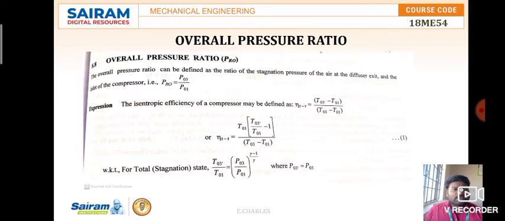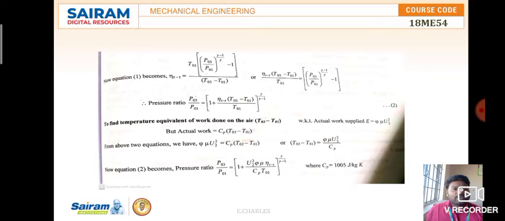So here, according to the expression, the isentropic efficiency of the compressor is defined as (T03' minus T01) divided by (T03 minus T01). If you simplify this, the total stagnation T03' divided by T01 is equal to (P03 by P01) to the power of (gamma minus 1) by gamma, where P03' is equal to P03. So if you substitute the pressure ratio, P03' divided by P01 will become 1 plus the efficiency times (T03 minus T01) divided by T01, the whole to the power of gamma by gamma minus 1.